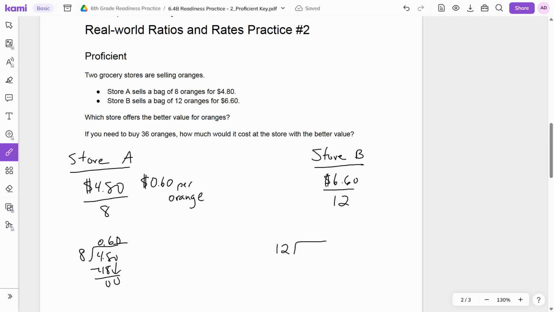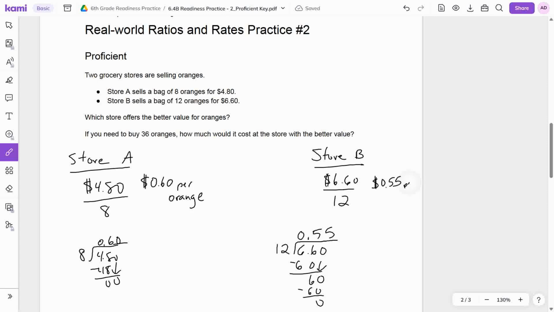12 oranges for 660. So 12 does not go into 6, but 12 goes into 66 5 times. Gets me 60. And then an extra 5 is going to get me all that I need. So it is 55 cents per orange.